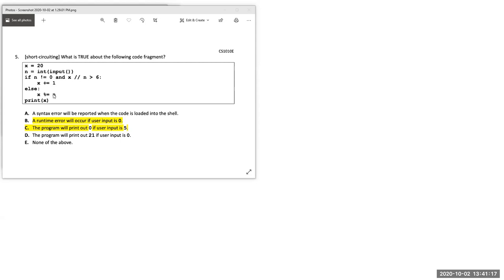Oh yeah, okay, okay. No, I understand why B is wrong. As Derek mentioned, 20 modulo zero. Because in this case, when I input zero, n is zero, this is false. Hence, this part will be skipped. It will be short circuited. It will jump into this part, 20 modulo zero, which is impossible. You cannot divide by zero. Hence, it's going to produce an error.